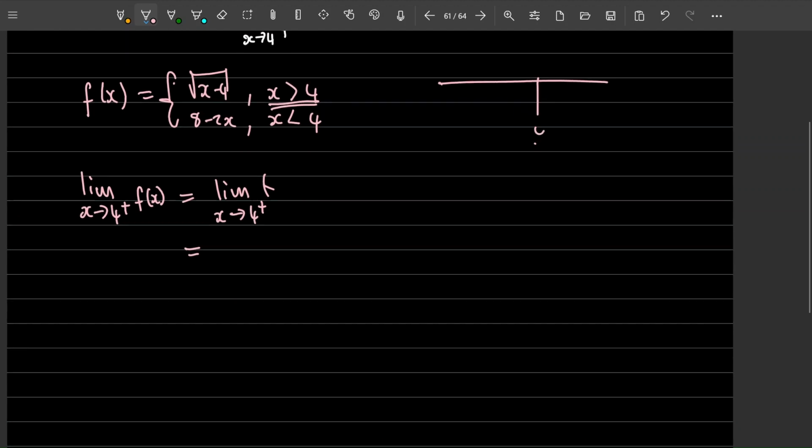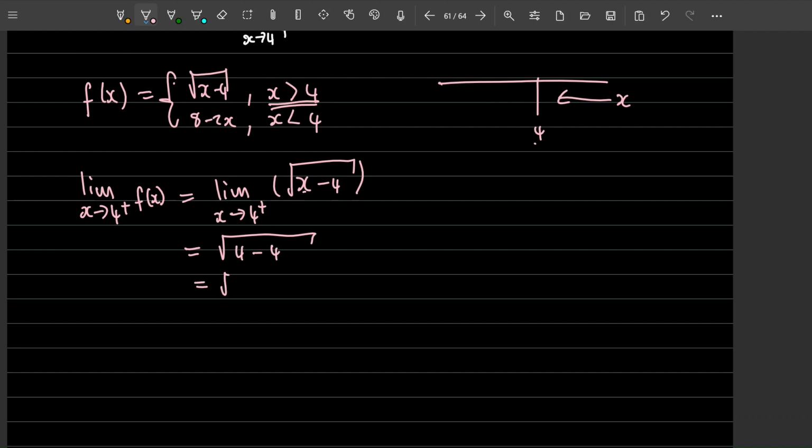Remember, your 4 is here. We are coming from the right, so we are greater. So it will be the square root of x minus 4. And this is a continuous function, which means we use direct substitution to get the limit. So it will be just the square root of where there is x, we put 4. The square root of 4 minus 4, which is 0, which is the square root of 0, and the limit there is 0.